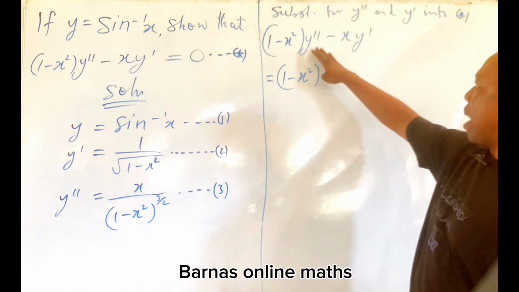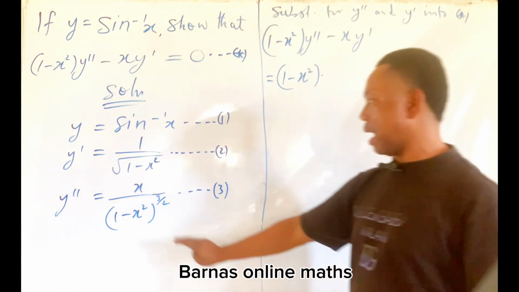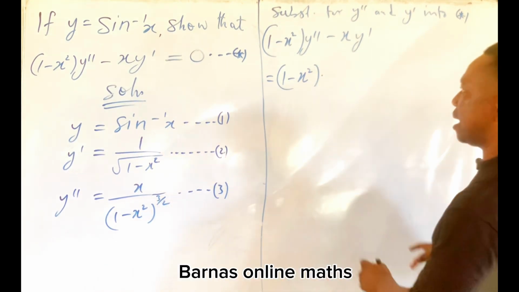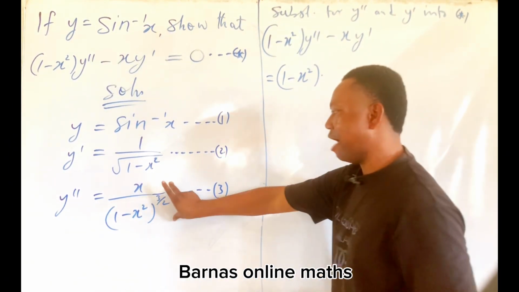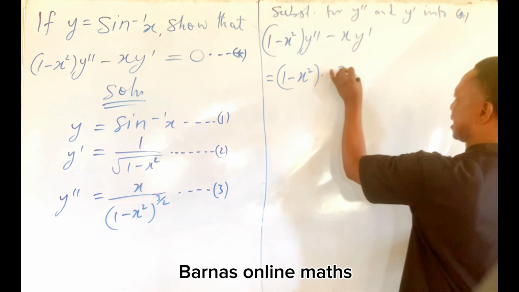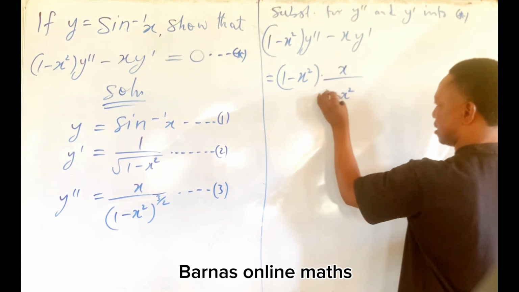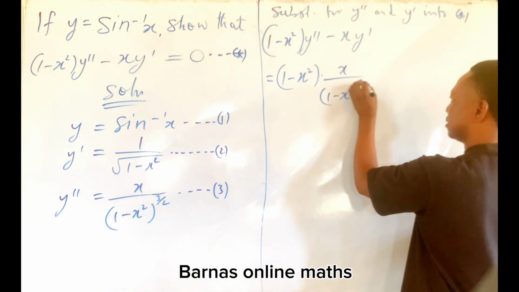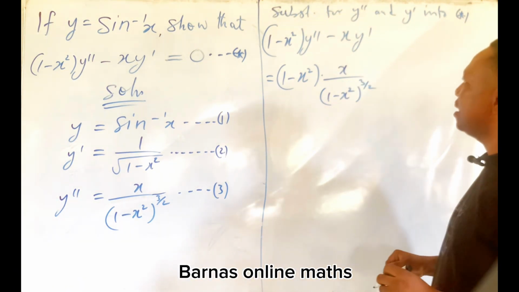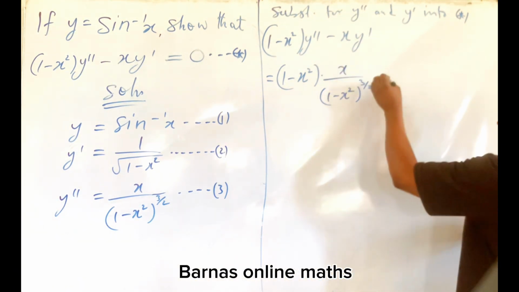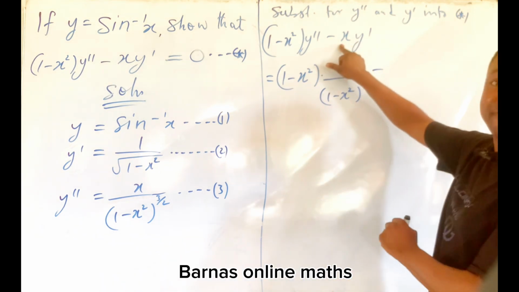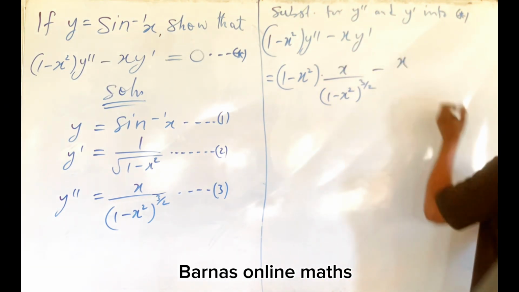So we have y prime prime. Our y prime prime is said to be, so we are going to substitute there. Instead of y prime prime, we have it to be this, which is x all upon (1 minus x squared) all raised to power 3 over 2. Then we have minus, which is this. We already have x here, which is this.